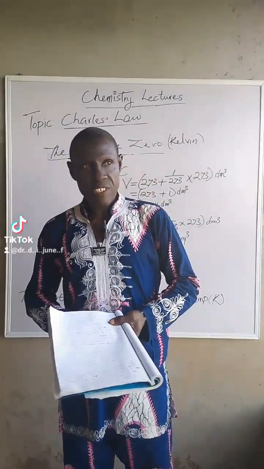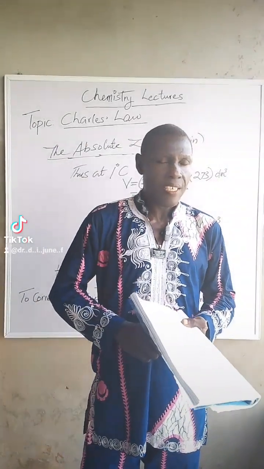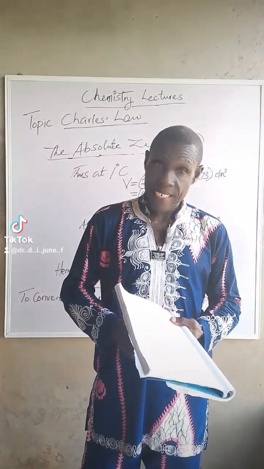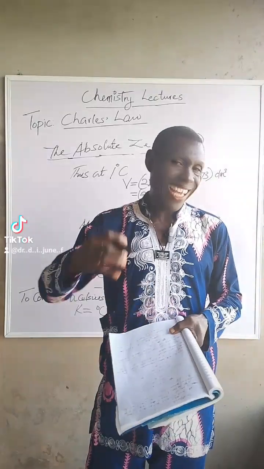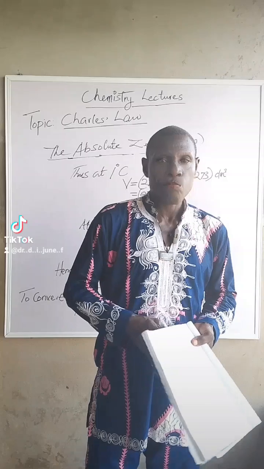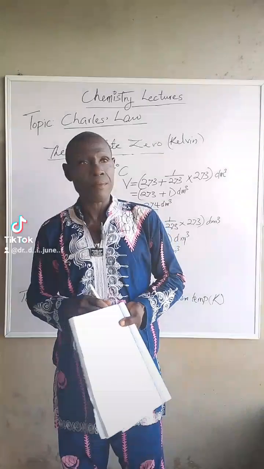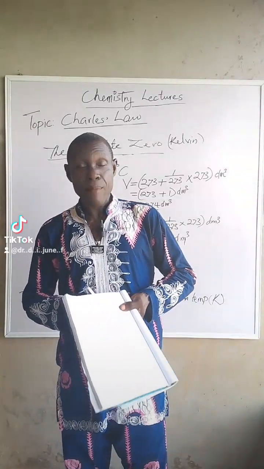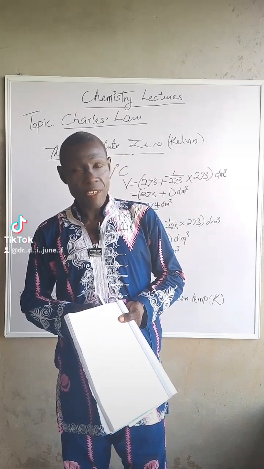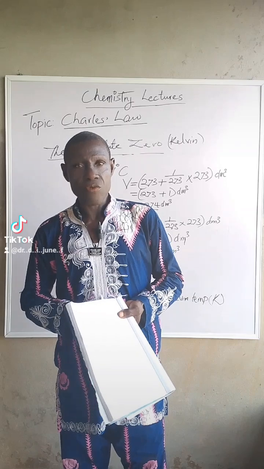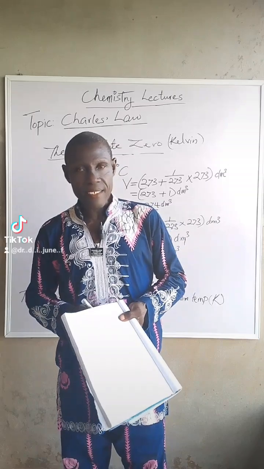In our last lecture, we discussed Charles' law, and we said it states that the volume of a fixed amount of gas is directly proportional to the temperature, provided the pressure remains constant. So, we give a mathematical equation, V1 over T1 equals V2 over T2. Once you can get that equation, you have defined Charles' law.